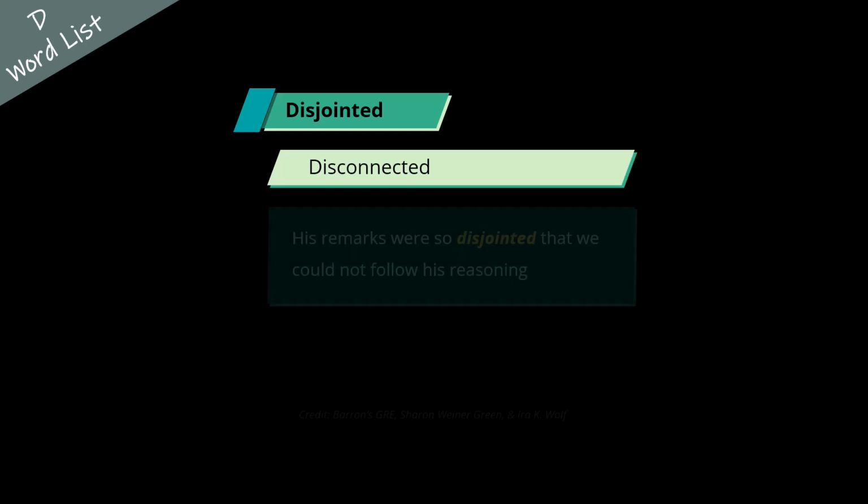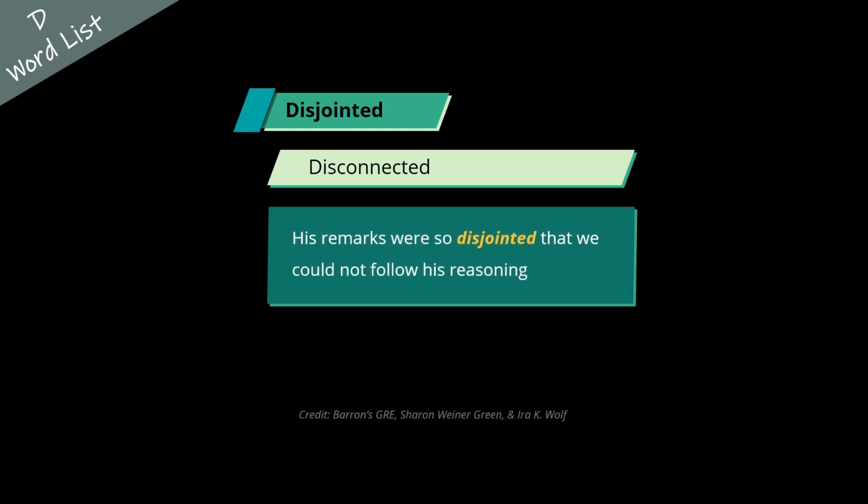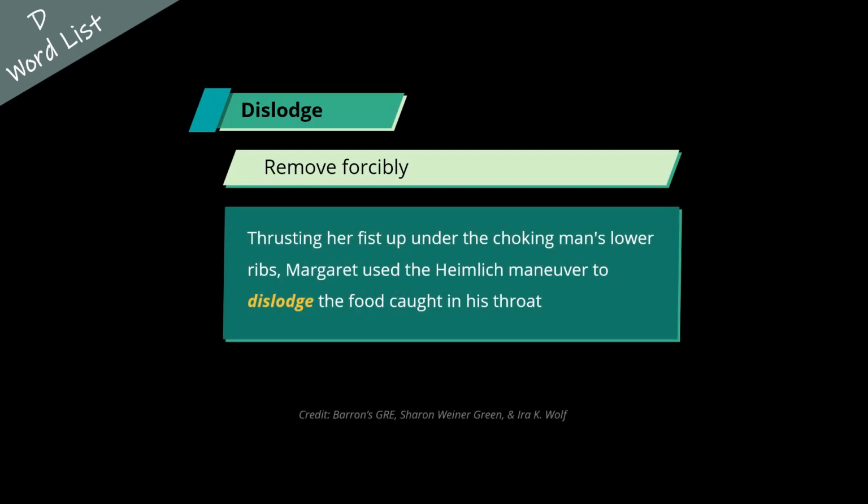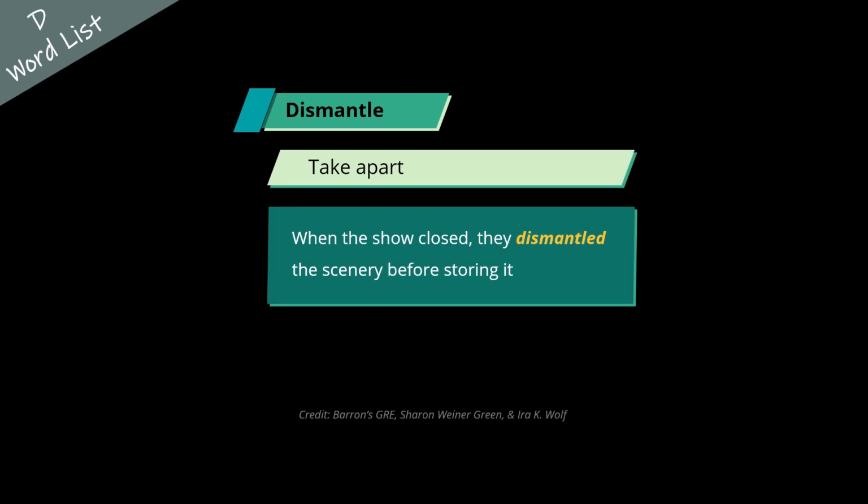Disjointed means disconnected. For example, his remarks were so disjointed that we could not follow his reasoning. Dislodge means remove forcibly. For example, thrusting her fist up under the choking man's lower ribs, Margaret used the Heimlich maneuver to dislodge the food caught in his throat. Dismantle means take apart. For example, when the show closed, they dismantled the scenery before storing it.